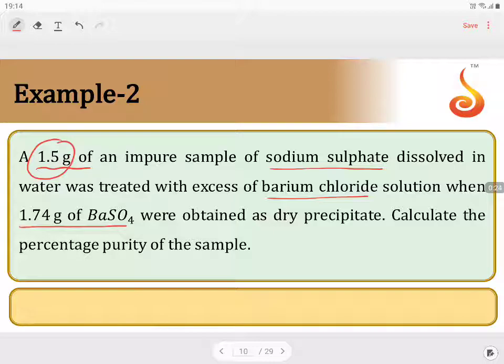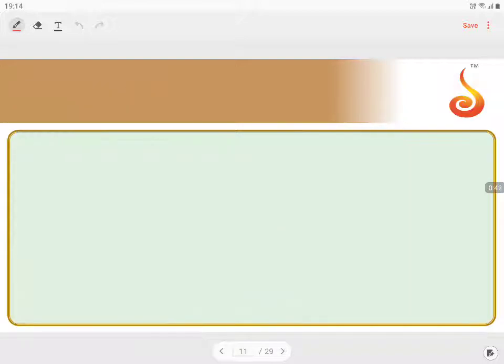So we need to know how much of the original mass of sodium sulfate participated in the chemical reaction. So the purpose of the reaction is to find the mass of the sodium sulfate originally taking part in the chemical reaction using the equivalence of barium sulfate. Now in the question it was clearly mentioned sodium sulfate is reacting with barium chloride to give barium sulfate. Barium chloride is taken in excess.